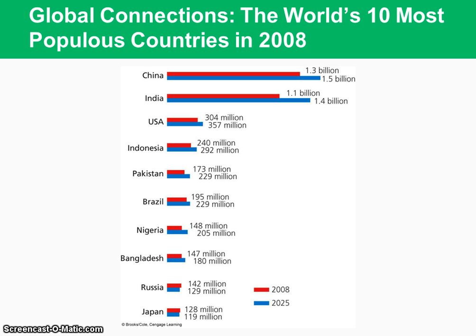Look at Russia and Japan down at the bottom of our list. These are in, or were in, the world's 10 most populous countries. But Russia and Japan, you can see, are shrinking. Which, if you remember us looking at the list before, we did not have Russia on our list. They are shrinking too much to be included anymore in the top 10.